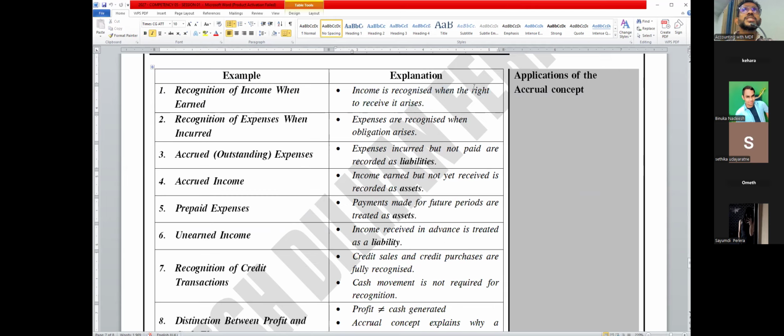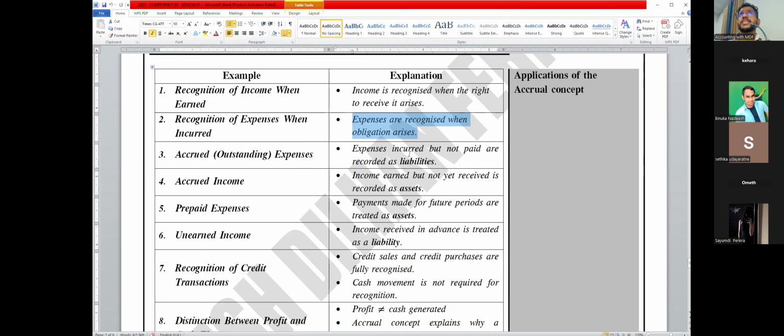Income is recognized when the right to receive cash arises. Okay. That means, when you have done a sale, you are entitled to receive the relevant amount. Then it is recognized as an income. And the recognition of expense when incurred means expenses are recognized when an obligation arises.